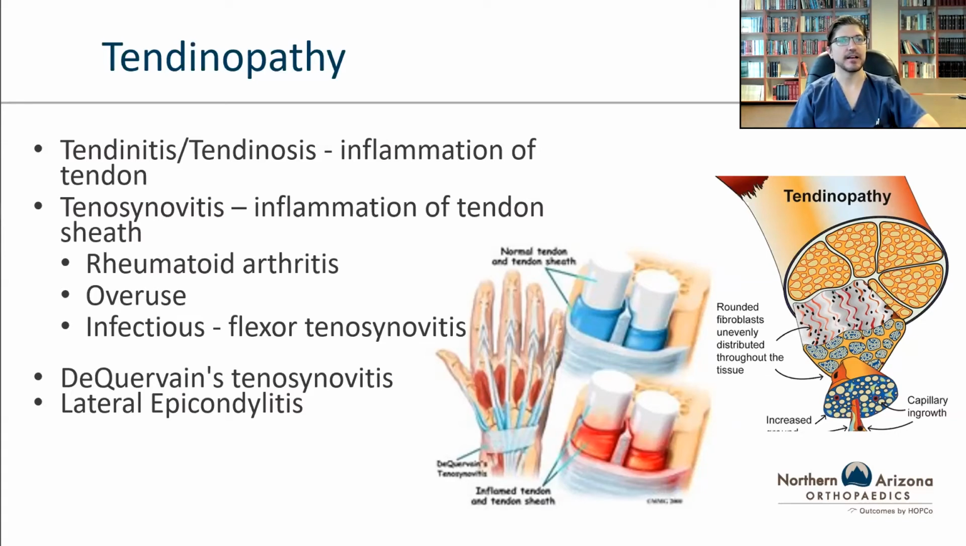Tenosynovitis is a subset of tendinopathy, and that means inflammation of the tendon sheath, or the sheath that surrounds the tendon. Tenosynovitis is very common in patients with rheumatoid arthritis, overuse injuries, and occasionally can be infectious in nature, which is usually a surgical emergency. Two very common tendinopathies I'll discuss are de Quervain's, as well as lateral epicondylitis.